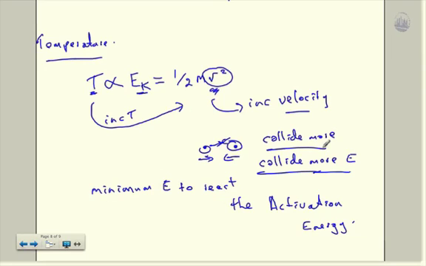But those collisions also have more energy. Because they have more energy, they have more than the minimum energy to react. That minimum energy is known as the activation energy. So, there's 2 reasons why temperature increases the rate. 1, they collide more. 2, they collide with more energy or more force, enough to overcome the minimum energy for reaction.